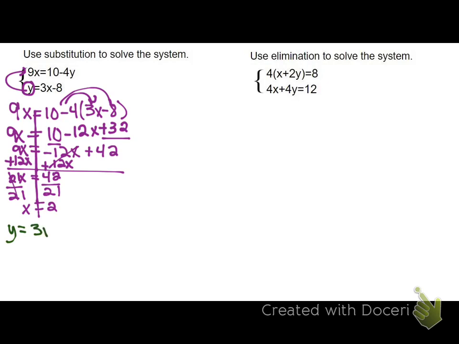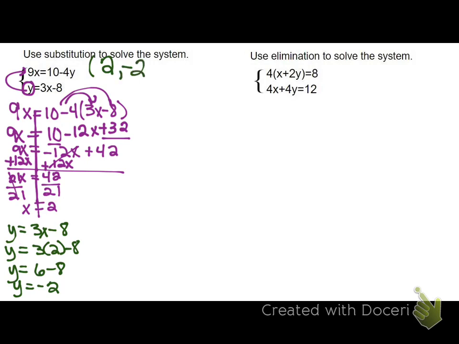So I have 3x minus 8. What am I substituting for x? The 2. And I'm putting that in place of the x. So I have 3 times 2 minus 8. Okay, what's 3 times 2? And then 6 minus 8. So my solution is 2, negative 2. So my x goes first, then my y.